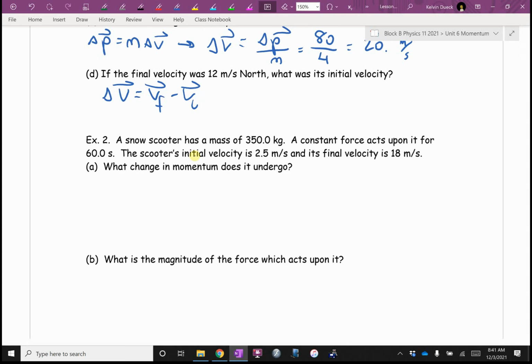Quinn, what are they asking me to find in part D? Read carefully. Initial velocity. I want to get the VI by itself. What's right in front of the VI that I don't like? Swappy dance. I'm going to plus the VI to this side, and I'm going to minus the delta V to that side. If I do that, I'm going to get VI equals VF take away delta V.